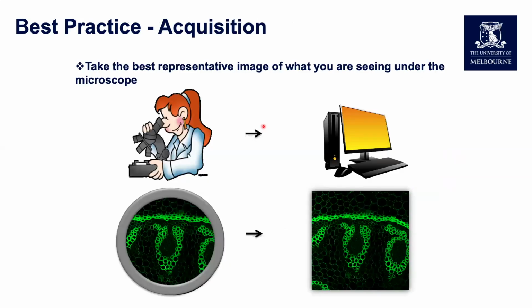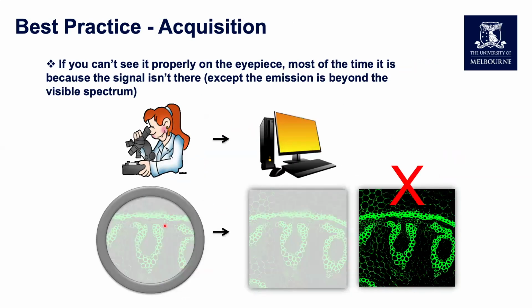All right, so what is the best practice in terms of acquisition? To me, it's to get the best representation of what you can see down the eyepiece in your final image. So if you spend the time optimizing your sample prep, then the imaging side of it should be relatively easy. If you can't see your sample very strongly down the eyepiece, then it shouldn't be that the system, it's not a magic box. It can't suddenly create signal when it's not there.